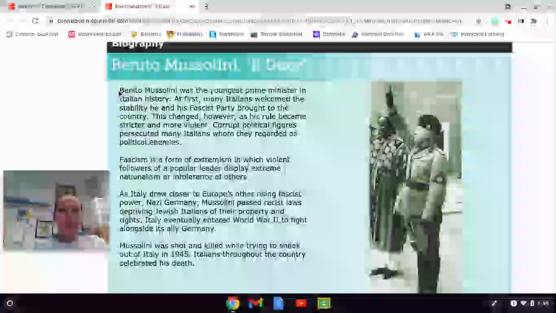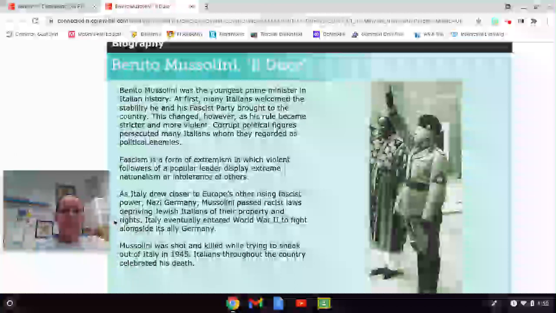At first, many Italians welcomed the stability he and his fascist party brought to the country. This changed, however, as his rule became stricter and more violent. Corrupt political figures persecuted many Italians whom they regarded as political enemies. Fascism is a form of extremism in which violent followers of a popular leader display extreme nationalism or intolerance of others. As Italy drew closer to Europe's other rising fascist power, Nazi Germany, Mussolini passed racist laws depriving Jewish Italians of their property and rights.